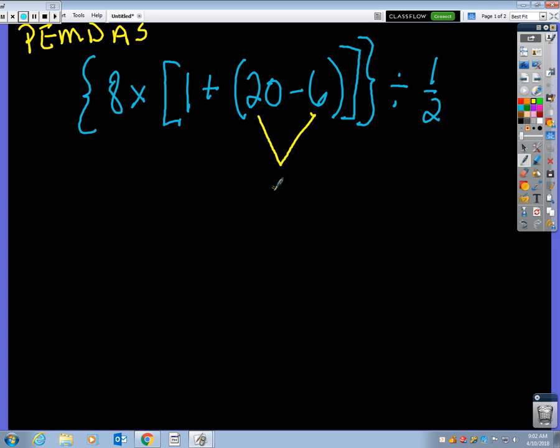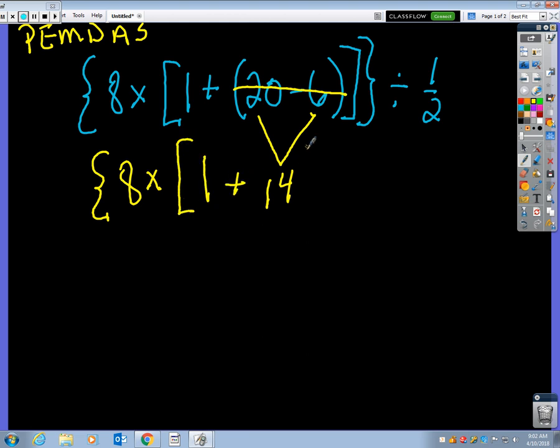20 minus 6 is 14. I bring everything else down. So I just copy everything else. I'm done with this, and I copy everything else down. 1 plus brackets and braces, and then I divide it by 1/2.